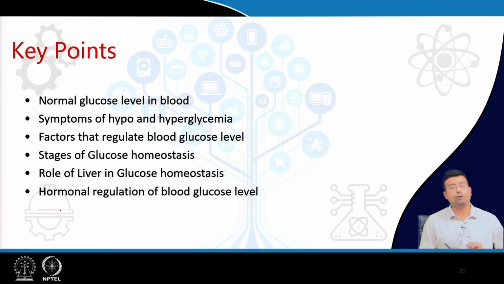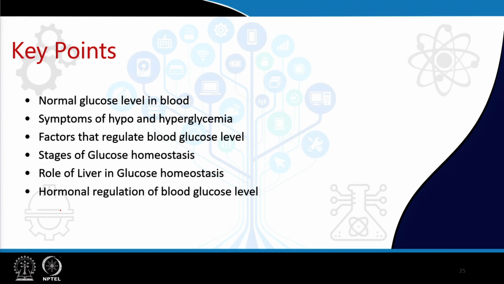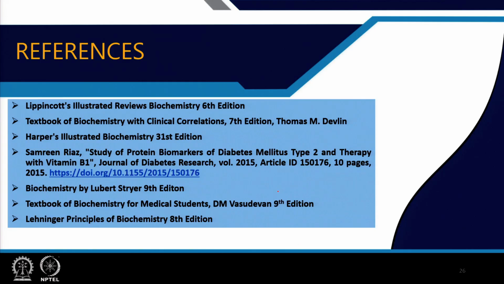So, the key take home message and the key points were: we learned what the normal level of blood glucose is, we learned what the symptoms of hypo and hyperglycemia are, we learned what the factors that regulate blood glucose level are, we learned what the stages of glucose homeostasis are, and how the liver and hormones regulate blood glucose level.